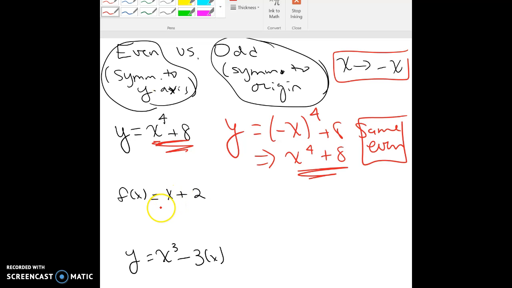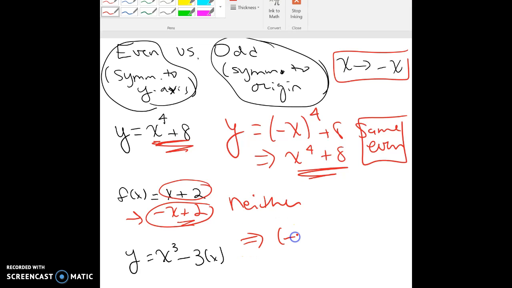Okay, I can do the same test here. So if I sub in the opposite of x plus 2 for this function, I get this. It's not the same as this, and it's also not the opposite, because the opposite would be the opposite of x and a -2, and that's not what this is. So this is neither.